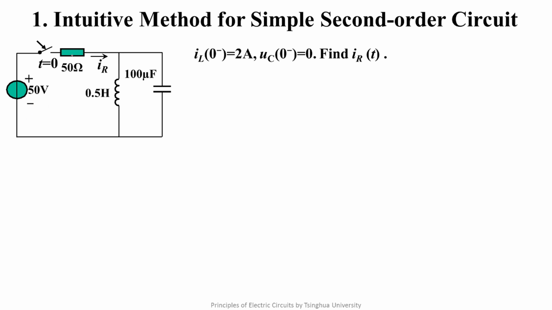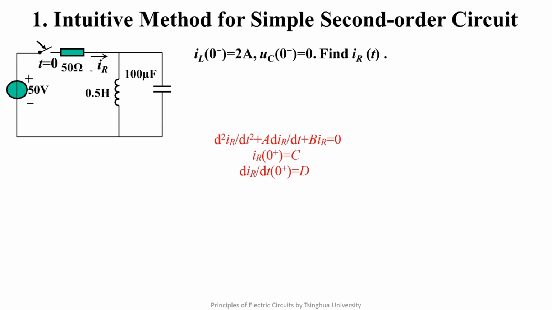Look at this circuit. The voltage source and 550 ohm resistor are in series and connected in parallel with a 0.5 Henry inductor and 100 microfarad capacitor. We already know that the initial value of the inductor current is 2 amperes and the initial value of the capacitor voltage is 0 volts. Now the current flowing through the resistor needs to be found.